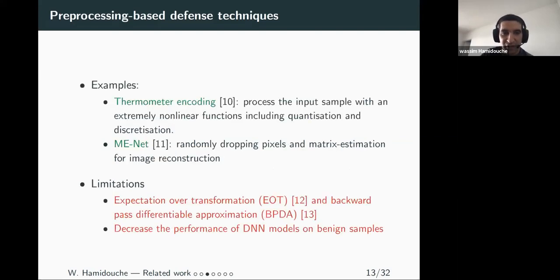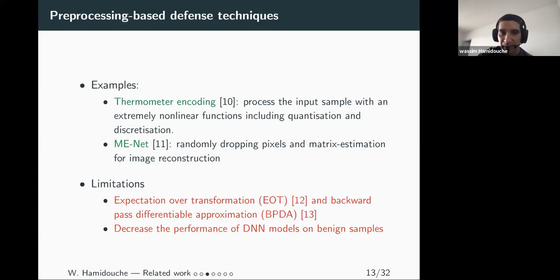So here I give two examples. We have here two defense techniques based on pre-processing. The first one is thermometer encoding. This thermometer encoding processes the input sample with an extremely nonlinear function that includes especially quantization and discretization. These two steps are extremely nonlinear, so it makes it difficult for the attacker to generate the attack when we add this thermometer pre-processing step.